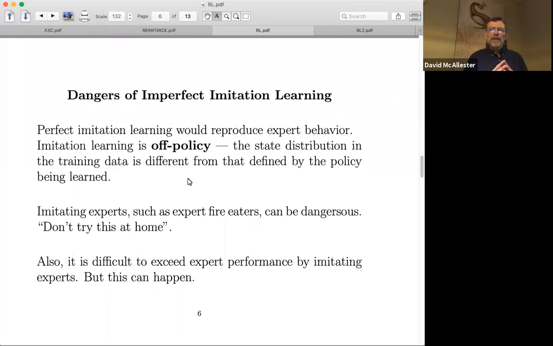So imitating experts is dangerous, right? If you imagine a fire eater or something and you look at them and you try to imitate them, but you don't get it quite right, you're going to get burned. Another issue with imitation learning is it's difficult to exceed the expert performance. You can imitate the expert, but ideally in AlphaZero and AlphaGo, we get this enormous superhuman behavior, something the experts could not do. And you're not going to get that just from imitation learning.